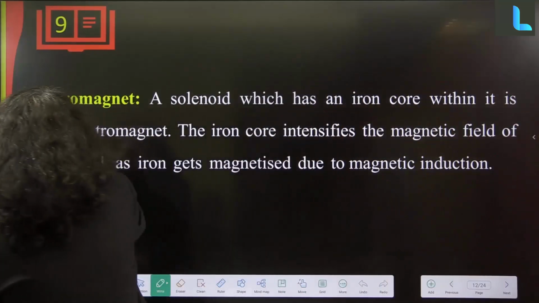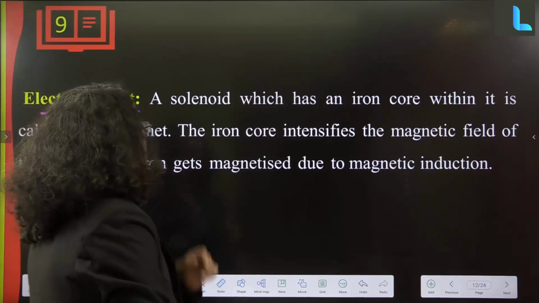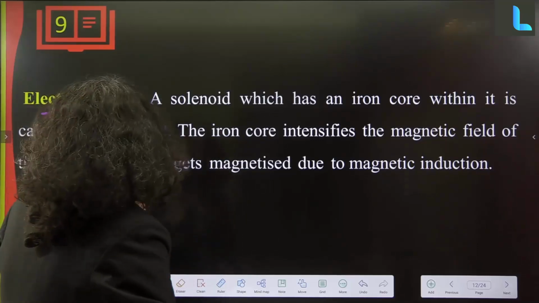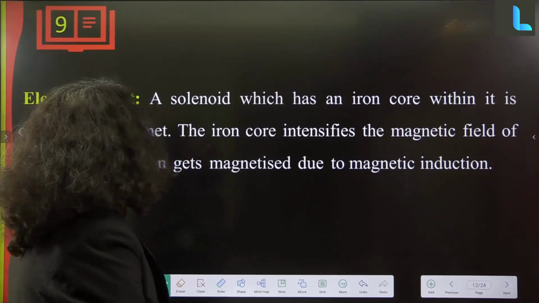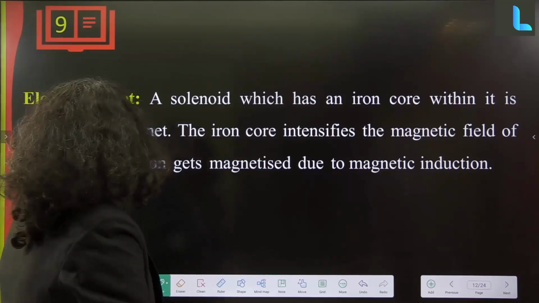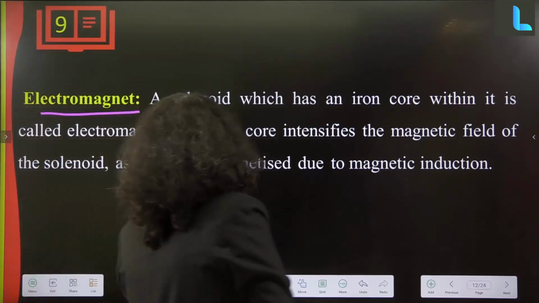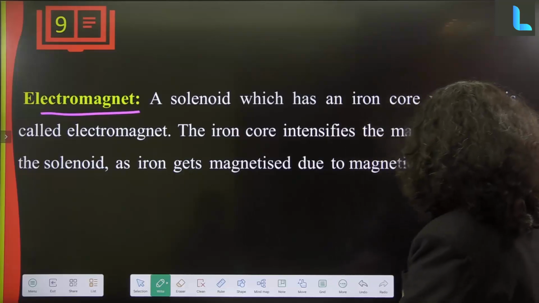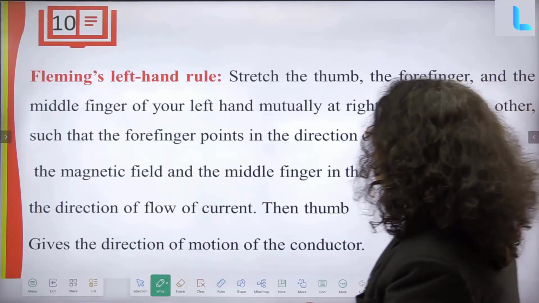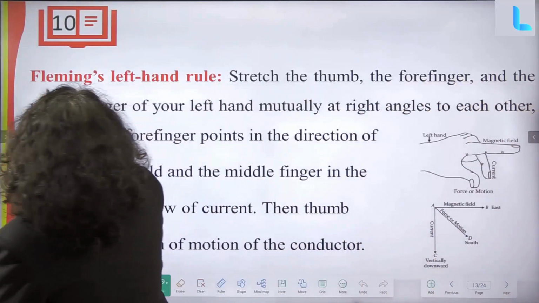What do you mean by electromagnet? A solenoid which has an iron core is an electromagnet. The iron core intensifies the magnetic field of the solenoid, and the iron gets magnetized due to magnetic induction. So now, what is Fleming's left hand rule?